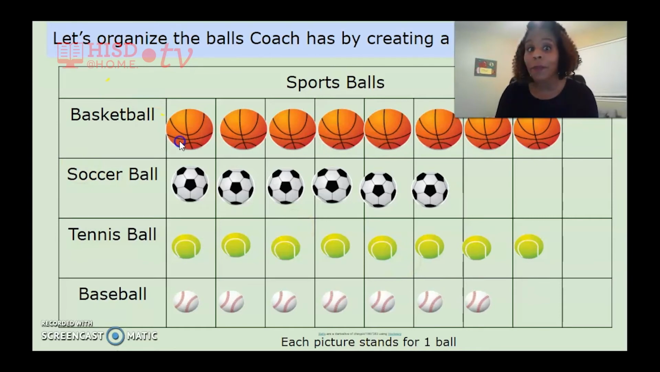We're counting by 1. Each picture is represented by 1. 1, 2, 3, 4, 5, 6, 7, 8 basketballs. 1, 2, 3, 4, 5, 6 soccer balls. 1, 2, 3, 4, 5, 6, 7, 8 tennis balls. 1, 2, 3, 4, 5, 6, 7 baseballs. Wow. Coach had a lot of baseballs.